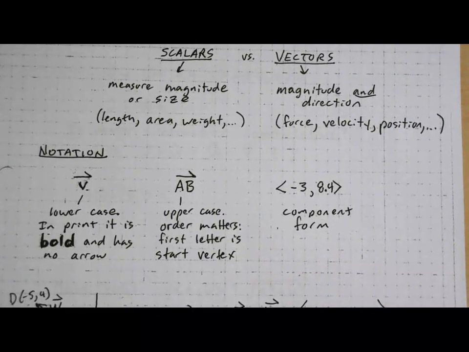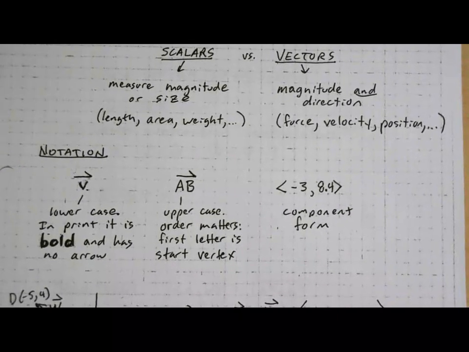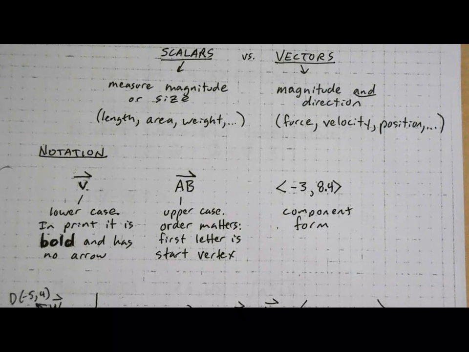However, typically in print, they will not put the arrows over top of the lowercase letter. The whole thing will just be bold. And oftentimes it's a slightly different font than everything else. When we copy that down onto a piece of paper, though, we'll put the arrows on it. We can also name a vector using 2 uppercase letters.